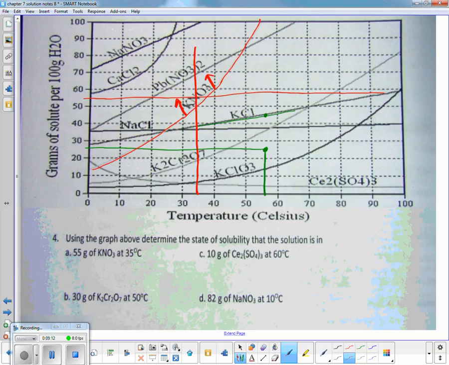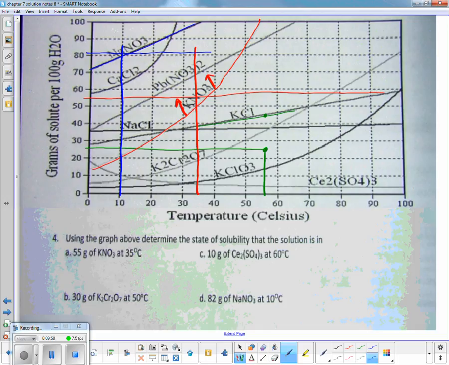Can you do one more? Yeah, you bet. So let's look at NaNO3. That's that very top one. I'm going to use the blue. I've used every other color there. So we're looking at this line right here. It asked me at NaNO3, 82 grams. So I'm going across right here, and what was my temperature? 10 degrees. Coming up at 10 degrees right here, I'm going to be up above the line, so I am supersaturated, okay?